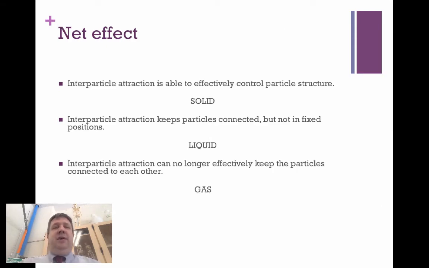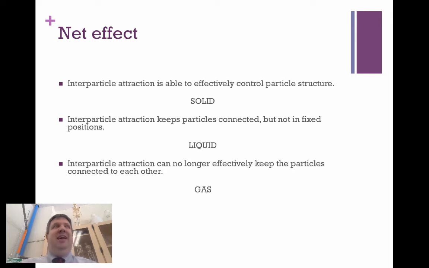The overall effect of interparticle attraction is that it really dictates why substances are particular states of matter under specific conditions. So if the interparticle attraction is able to effectively control particle structure, then it's a solid. If the interparticle attraction can keep things together but not in fixed positions, it'll be a liquid. And if the interparticle attraction can no longer effectively keep the particles connected together, it's a gas. Remember, the interparticle attraction does not change, just how effective the interparticle attraction is at controlling particle structure, that changes.